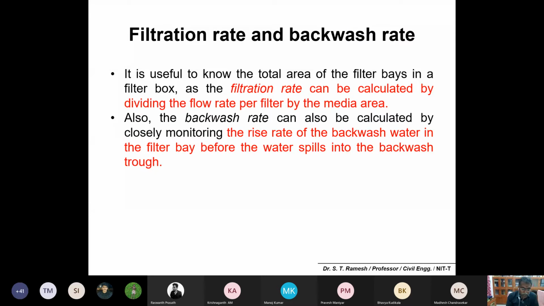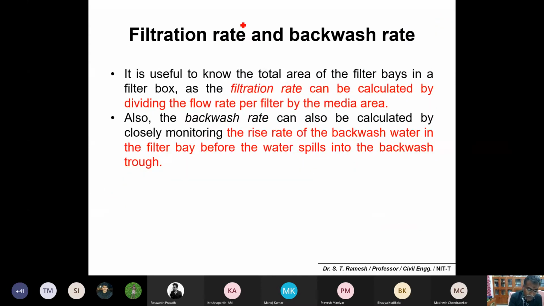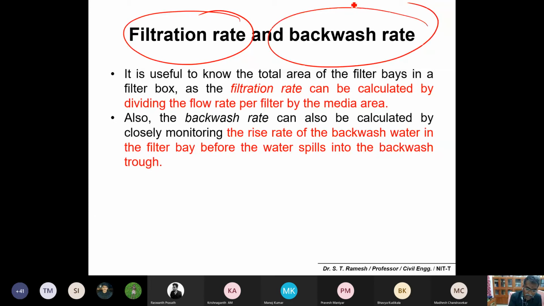Okay, so being familiar with the grains, you also have to be familiar with what is filtration rate and what is backwash rate. Both are flow rate by the area. Please make a note: filtration rate can be calculated by dividing the flow rate per filter by the media area. Filtration rate is equal to flow, that is Q, divided by area of the filter. That is the filtration rate.